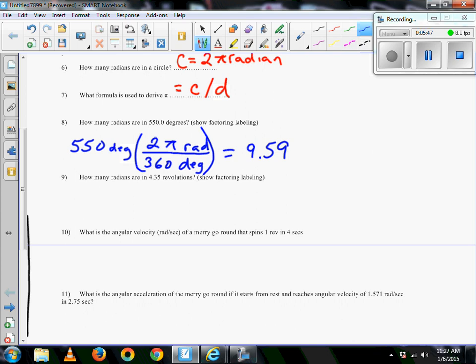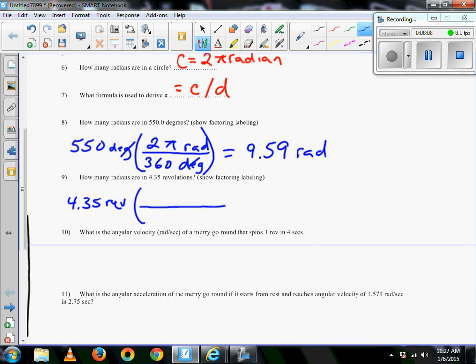It's 9.59. Now the degrees canceled out here, and you end up with radians. Now we're going to do the same thing, but now we're going to use revolutions instead of degrees. So we're going to write down our given number. What's your given number here, Chris? Awesome, 4.35 revolutions.